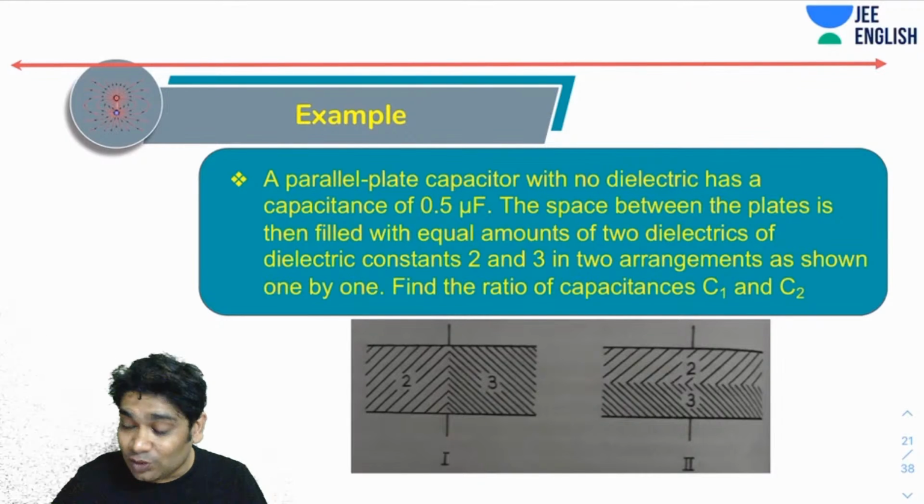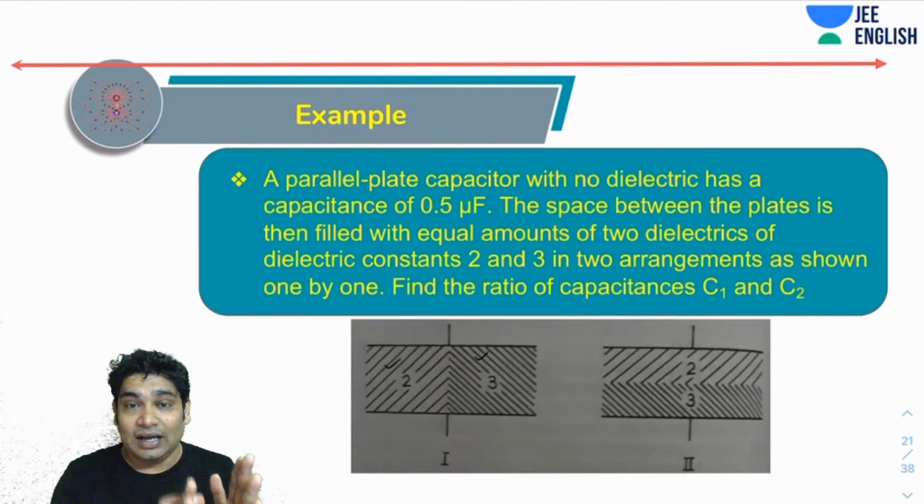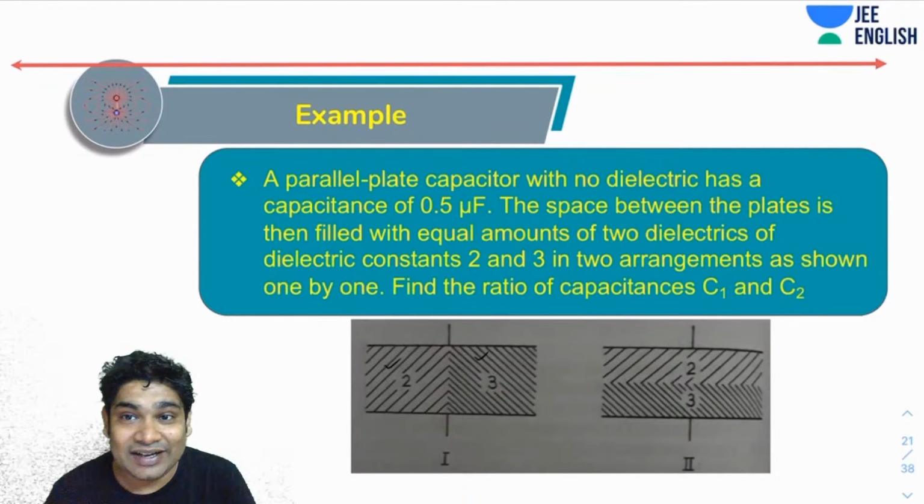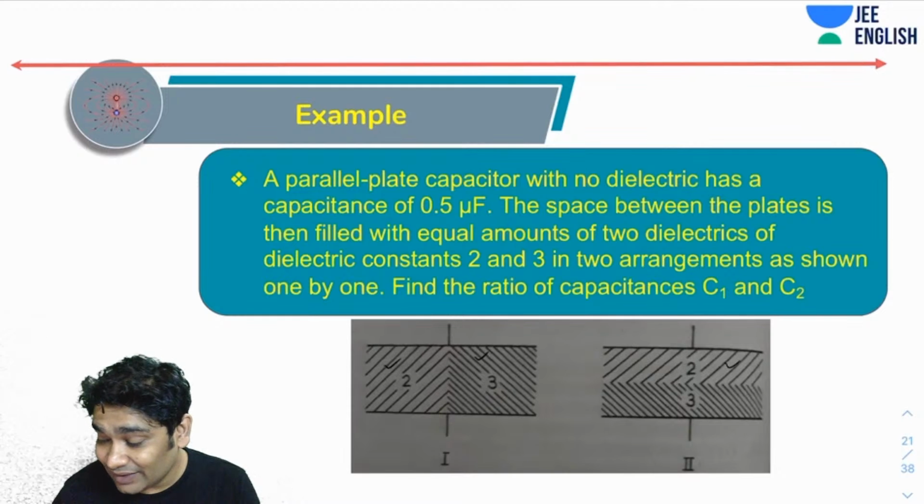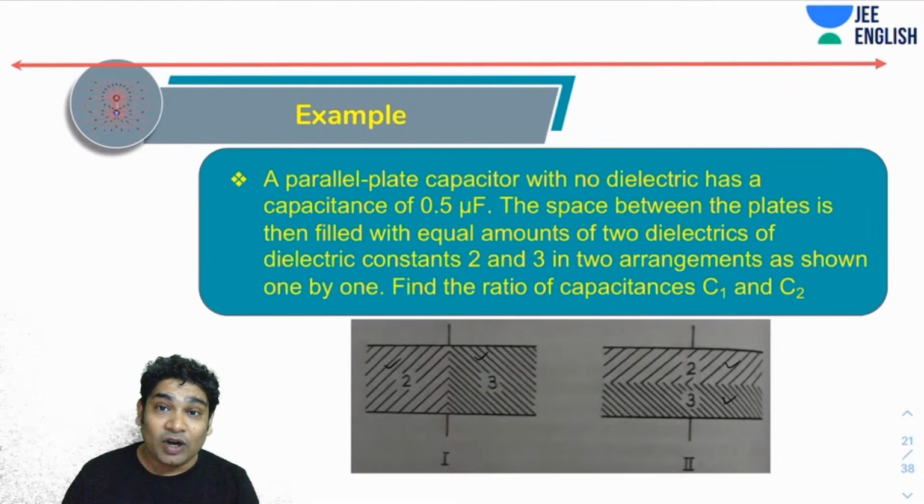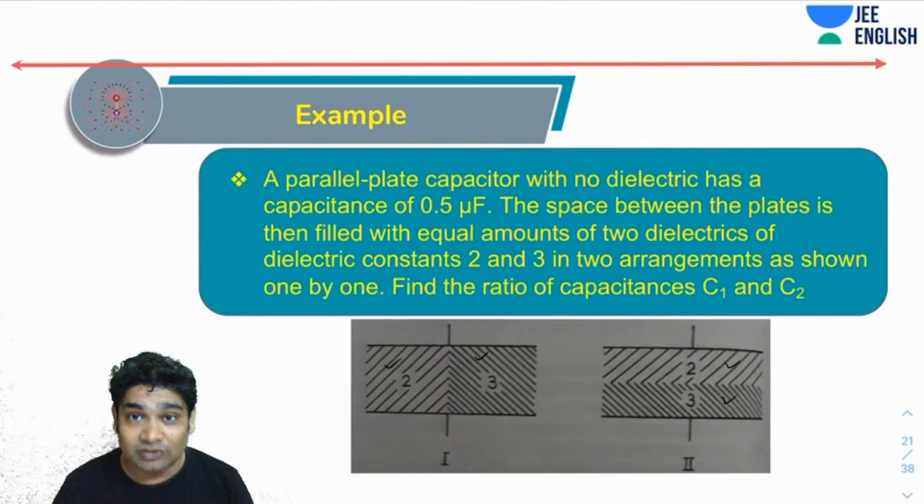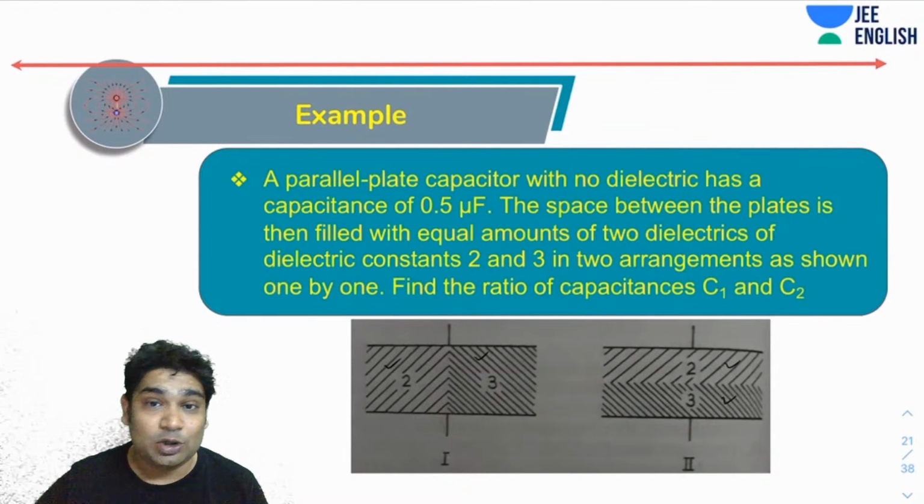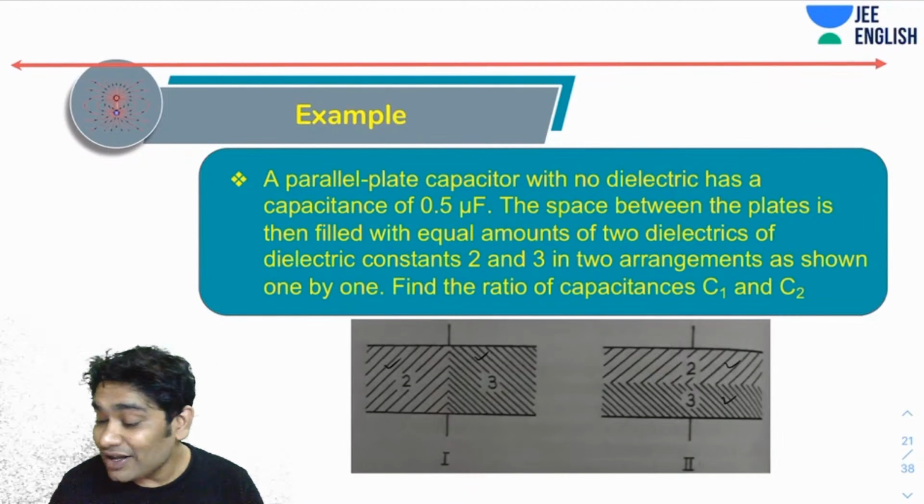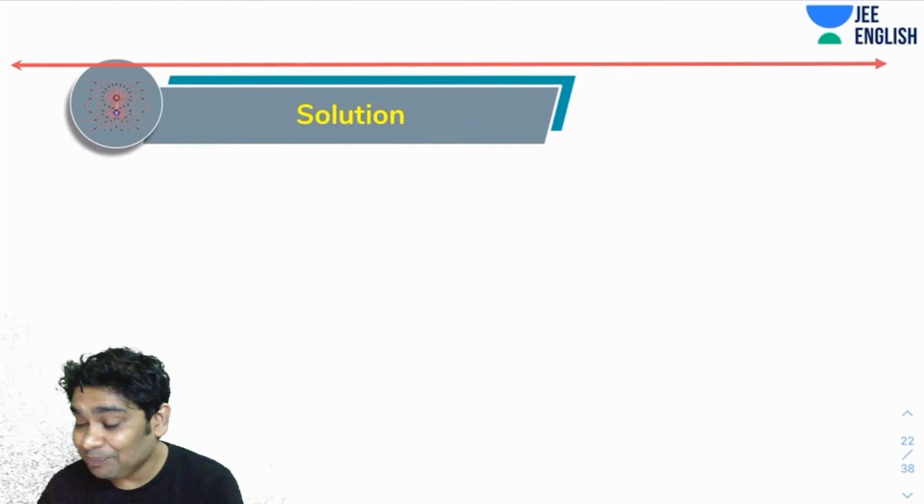So in one case, the two dielectrics fill the space like this. They are covering half areas like this, and in the other, it is filled like this. Now, if the two capacitances are C1 and C2, you have to find the ratio of C1 to C2. So now, how do we solve this? This is a tricky part, so I will solve this for you and show you how to tackle this.